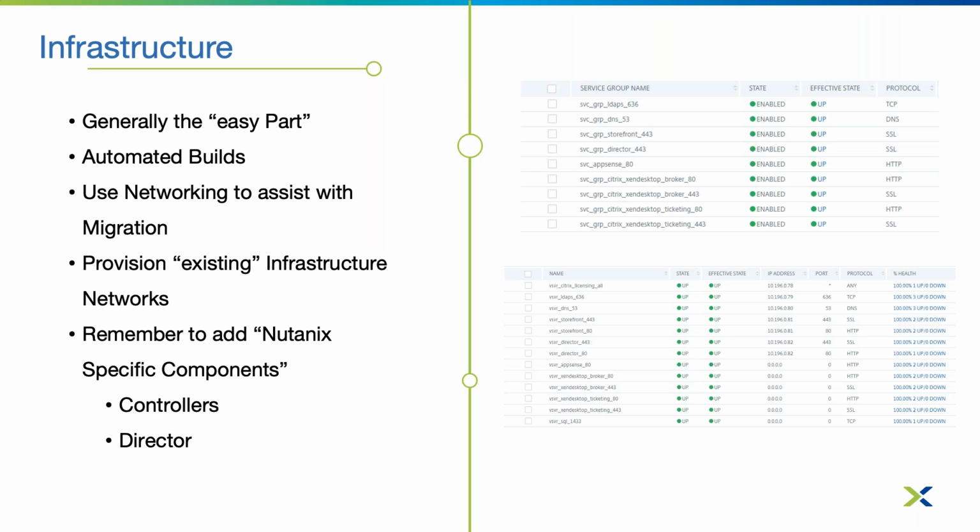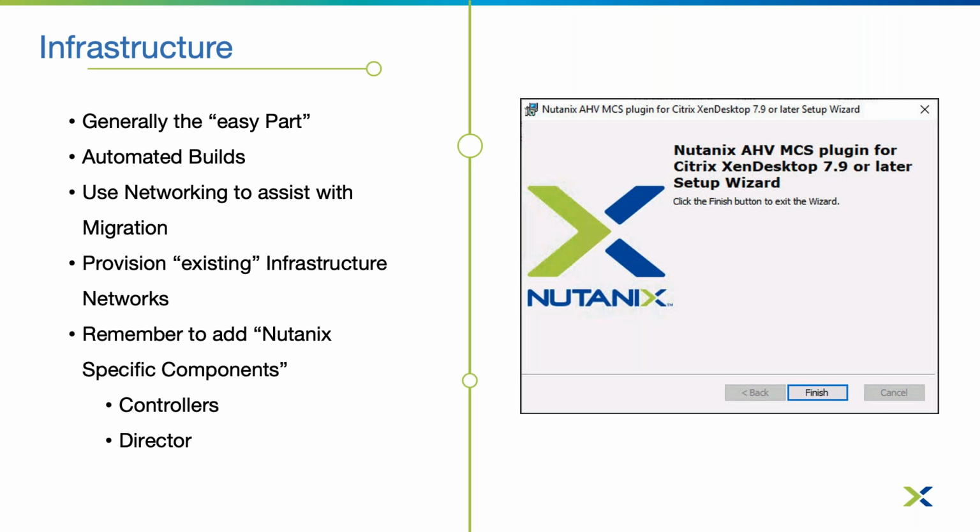Just a point though: remember to add the Nutanix specific components to your controllers and Citrix Director. There are plugins that you need to put down onto your infrastructure to ensure that it's working properly. The main thing here with the plugin is to interface with the Citrix APIs and do the power management and the MCS process, installing our plugin on the delivery controller. Since David's using on-prem; if you're using Citrix Cloud, that will go on your cloud connectors.